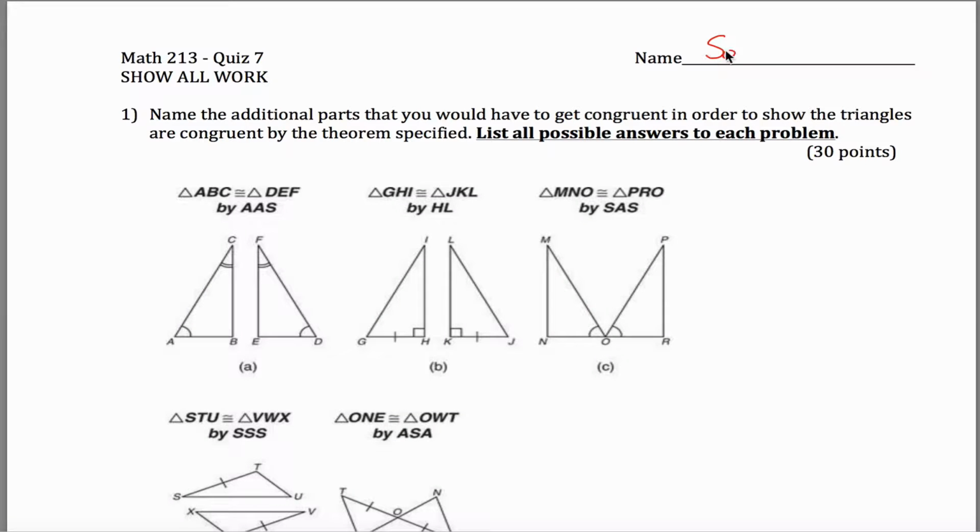All right, here are solutions for quiz 7 for Math 213. Name the additional parts that you would have to get congruent, in order to show that triangles are congruent by the theorem specified. List all possible answers to each problem.